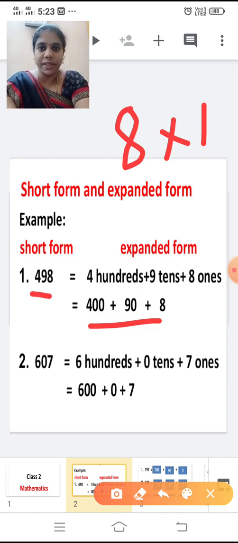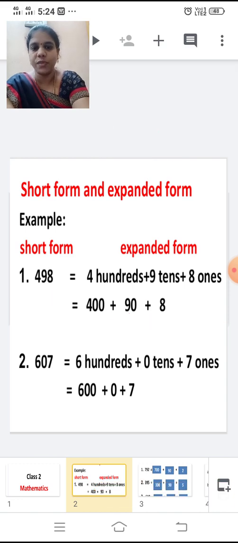I am explaining the first one one more time. 498. 4 is in the hundreds place, 9 in the tens place and 8 in the ones place, right? Now we are going to write that in expanded form. 4 is in the hundreds place, so 4 into 100, 400, plus 9 tens, that means 9 into 10, 90, plus 8 ones, 8 into 1, 8.